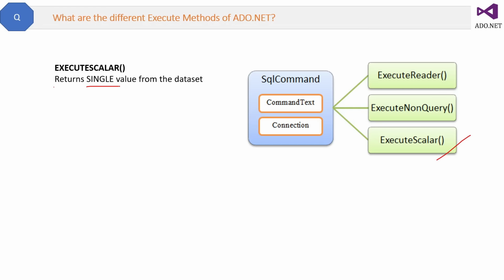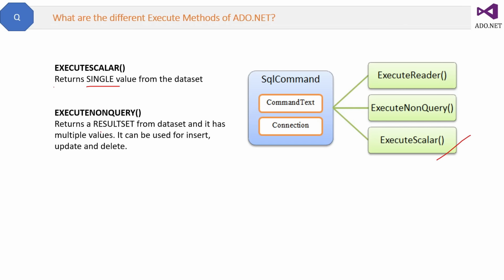The second type is execute non-query. Execute non-query returns a result set from the data set and it has multiple values. It is also used to perform insert, update and delete operations in the database. So execute non-query is a very important execute method of ADO.NET.